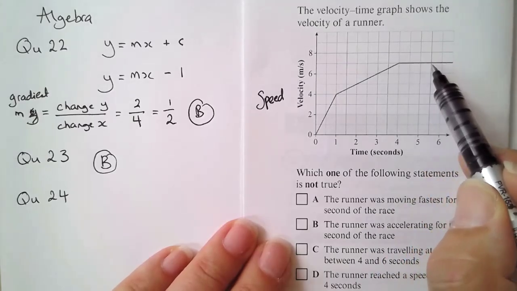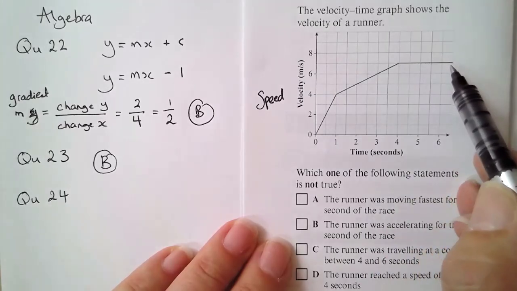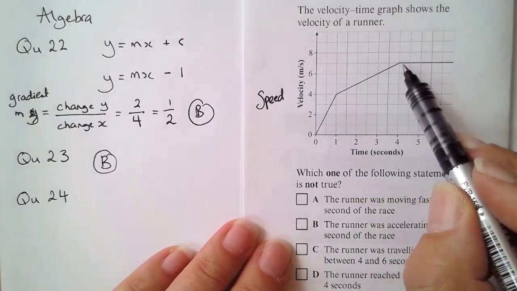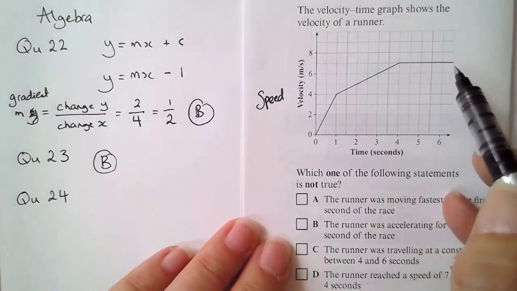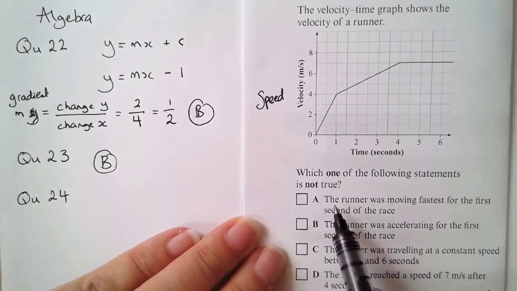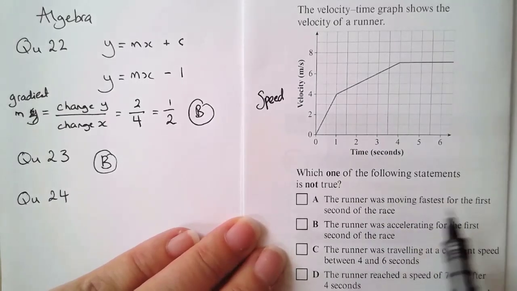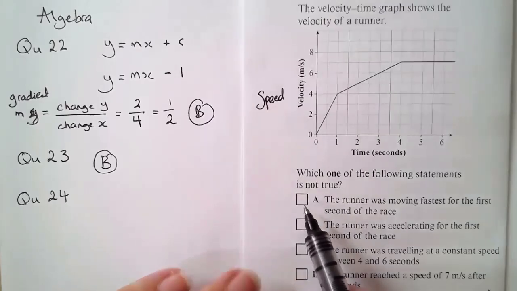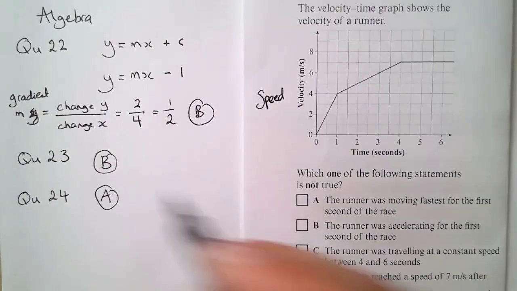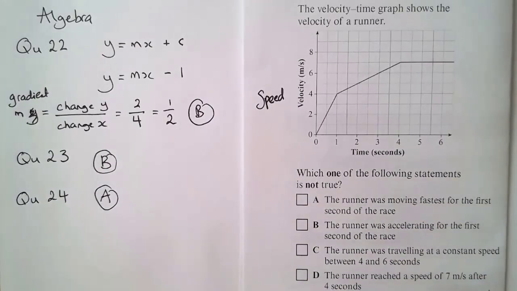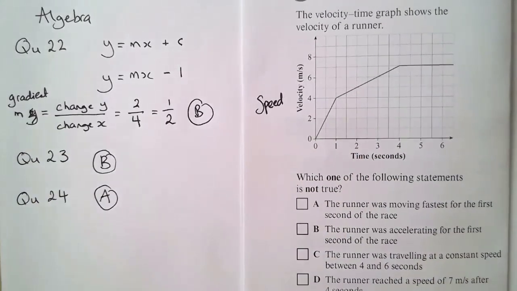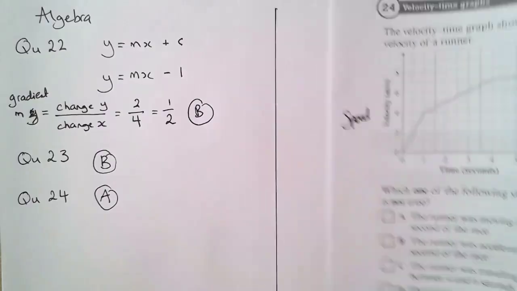Then what's happening here? Well, it's not that they're stationary, it's not that they've stopped. They've been getting faster and faster, and now they're running at a constant speed. This is our constant speed. So you can look down these and eliminate them. The runner was moving fastest for the first second of the race is the correct answer in this case. This is the fastest. You can have a look at the others as I've explained what's happening in the different sections. Okay, question 25.